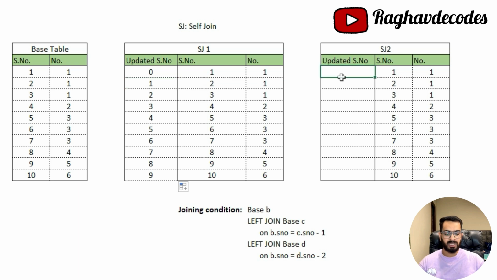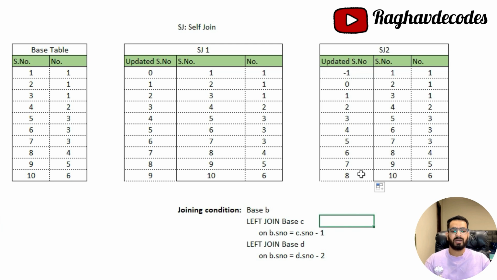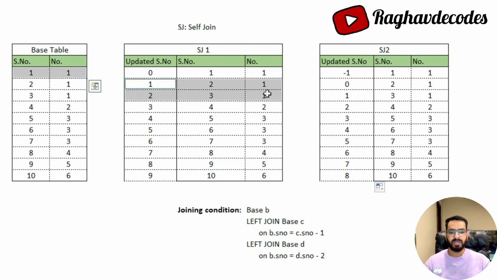And in the third table I'll again create an updated serial number column, which will be nothing but the existing serial number minus 2. So I'll drag this down to create the updated serial number. Now see, I'll be doing a self join on this, where serial number is going to be the updated serial number here, which is the second row, and I'll be joining this with the self join 2 table on the updated serial number column, and here we'll be getting the third row. So this is what we wanted. We wanted to join our base table with the same table to get the second and the third row.